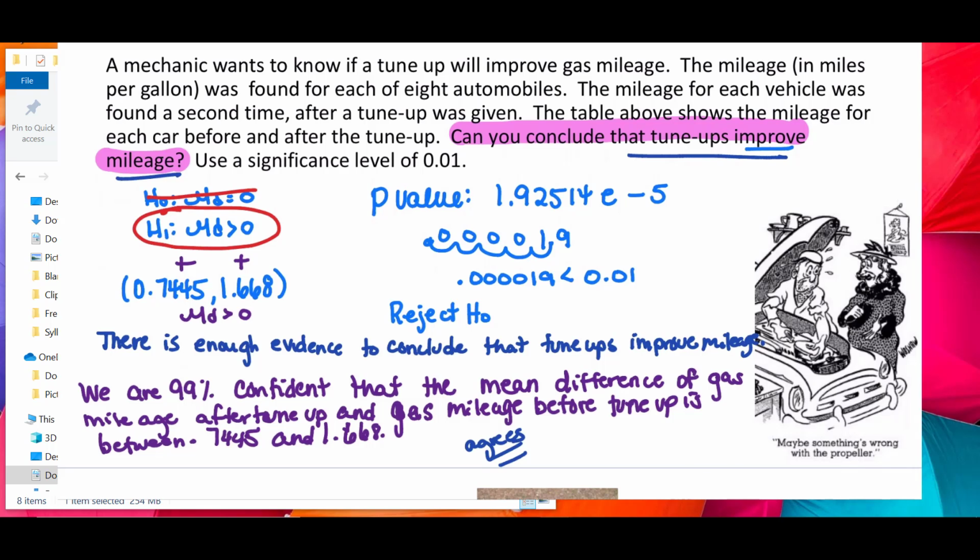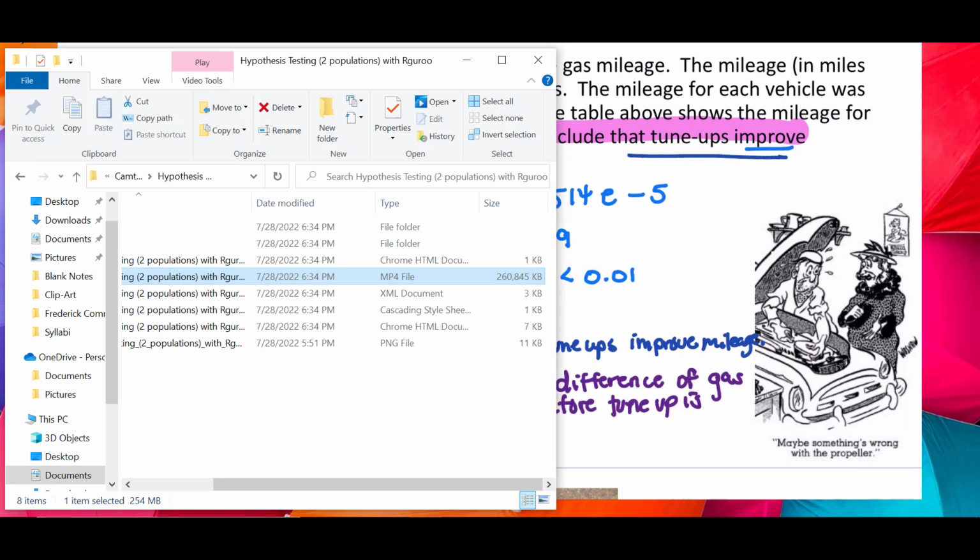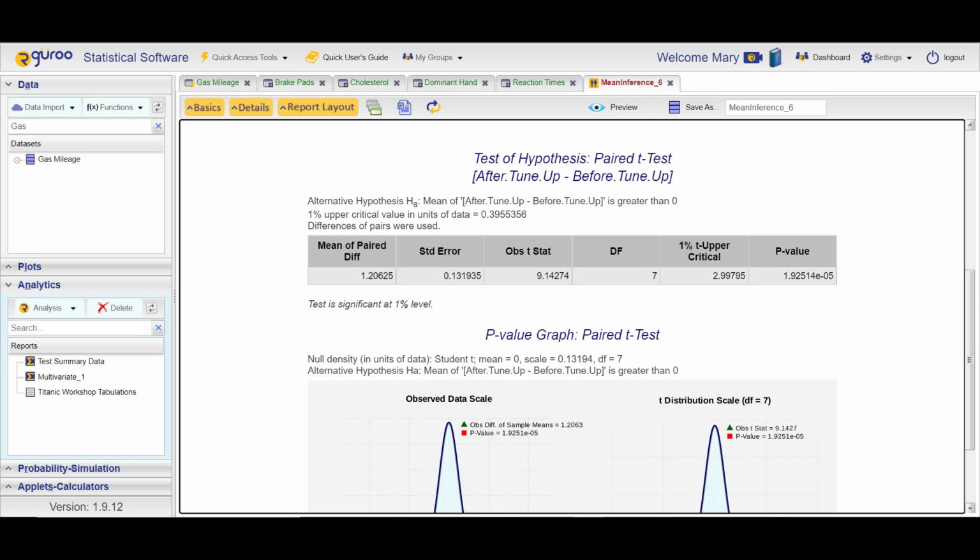Okay, so real quick before I go into any more, I wanted to let you know that I have shared all of the data sets for the examples in this particular lecture. I have shared them on Rguroo. Let me find Rguroo.